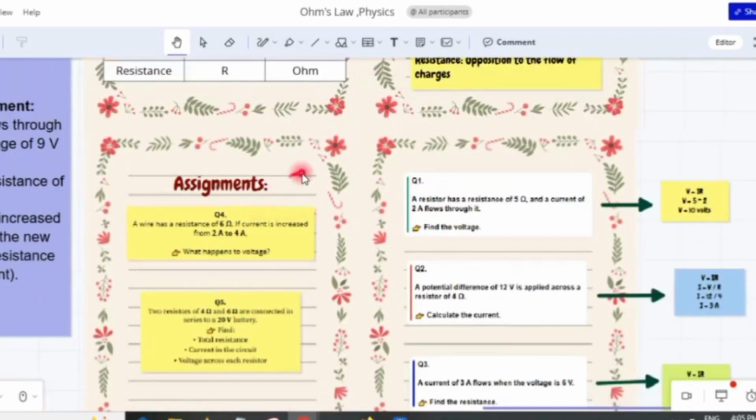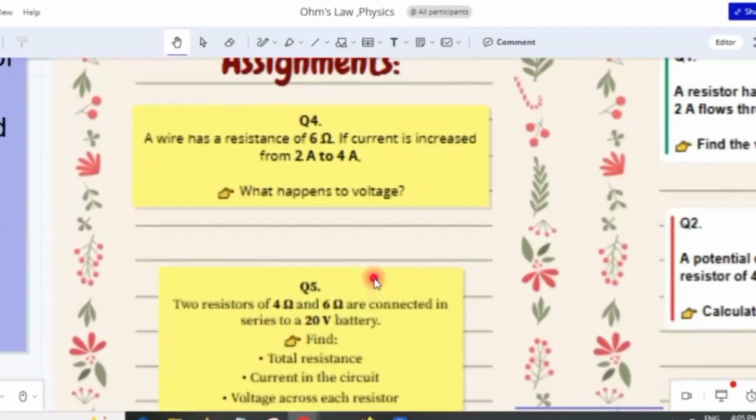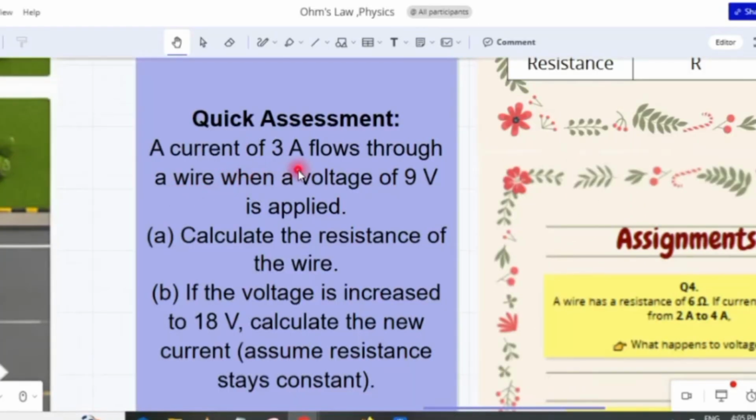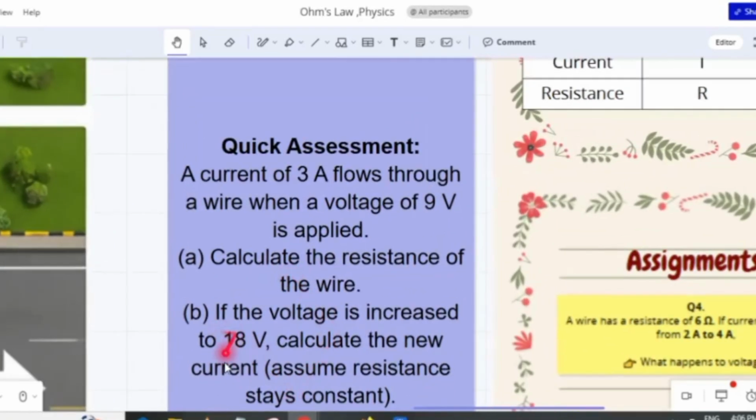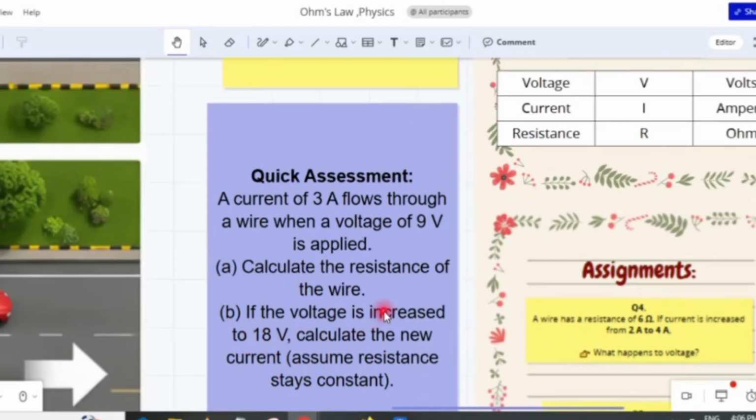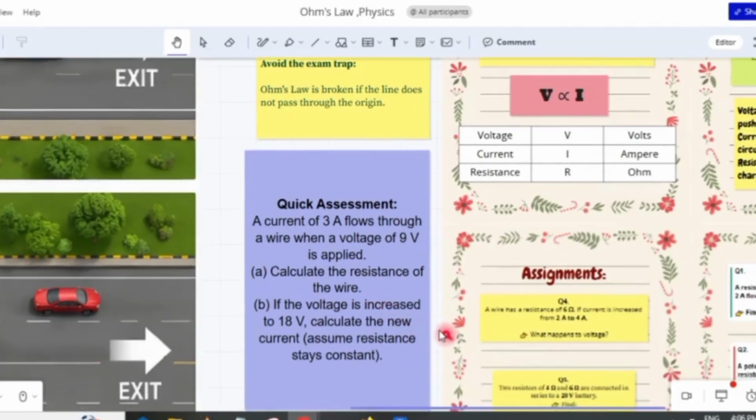Now I have attached a few assignment questions for you to solve and to assess your understanding of this, the most important topic in electricity. A current of 3 ampere flows through a wire when a voltage of 9 volt is applied. Calculate the following and let me know your answers. You can stop the video and take a screenshot for noting your questions.